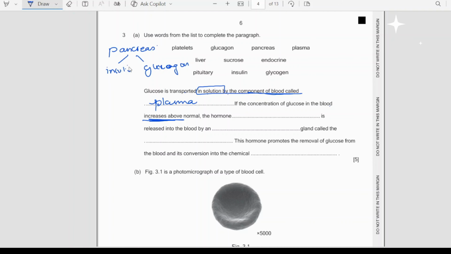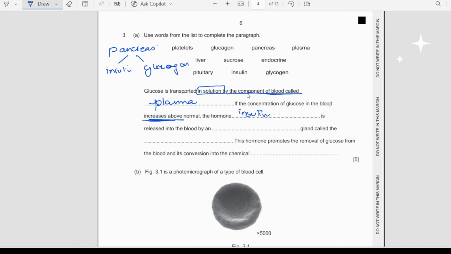People who have diabetes do not have insulin. That's why their sugar level rises above the normal value when they take a meal. So they need to take some insulin externally. Okay, so insulin is the one which is released when glucose is increased. So here it would be insulin.